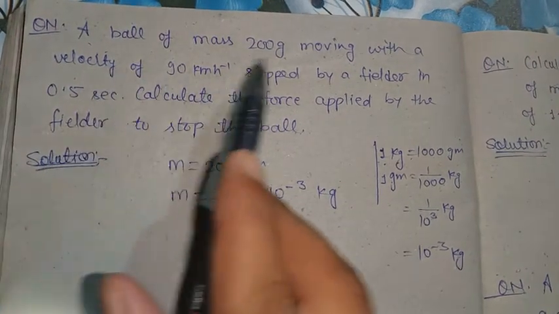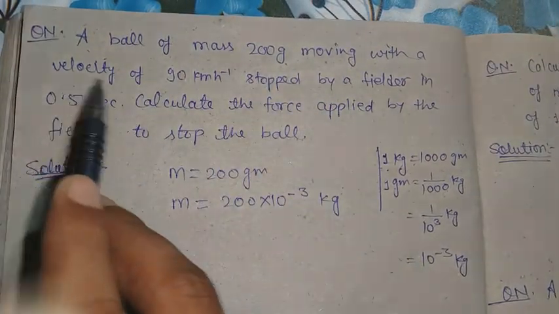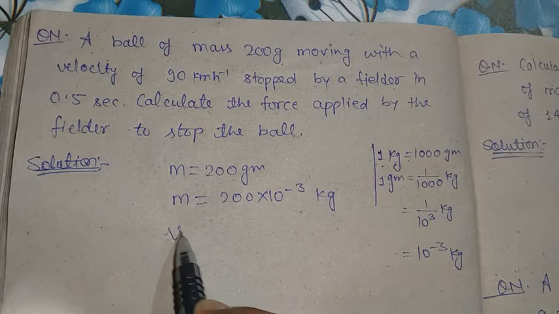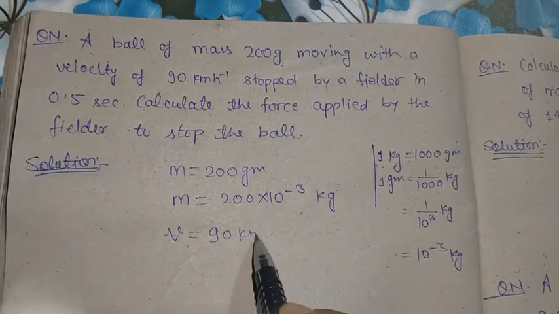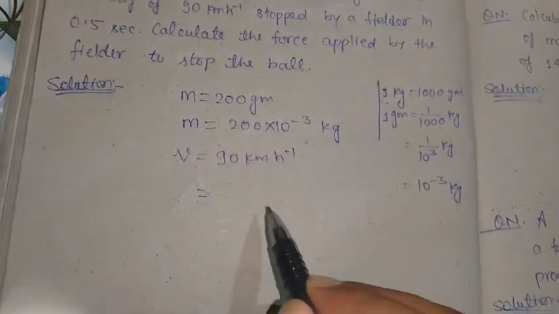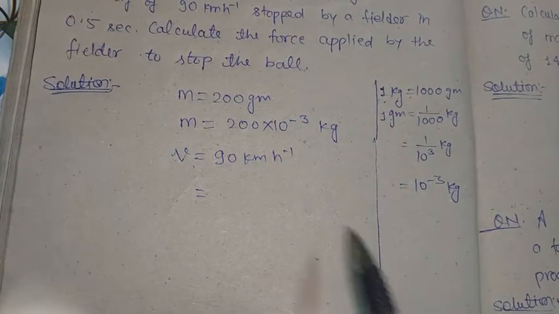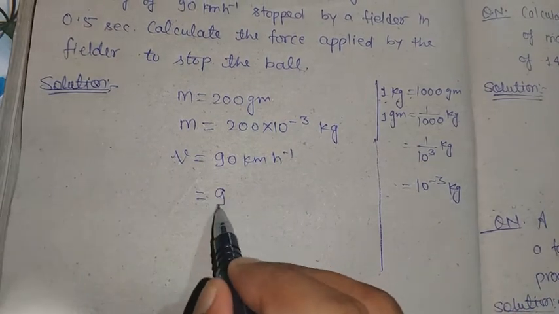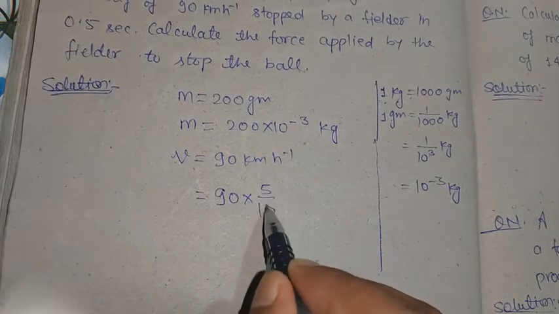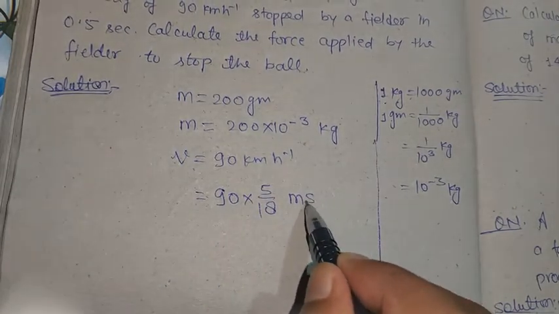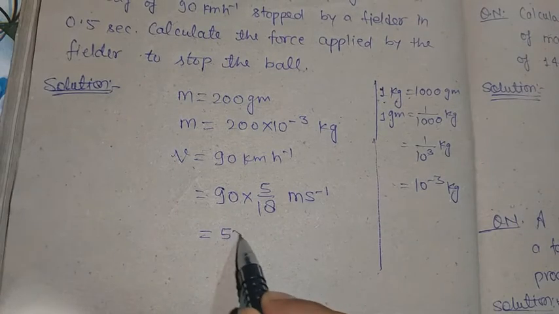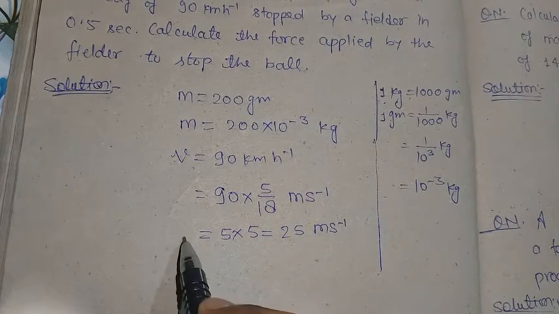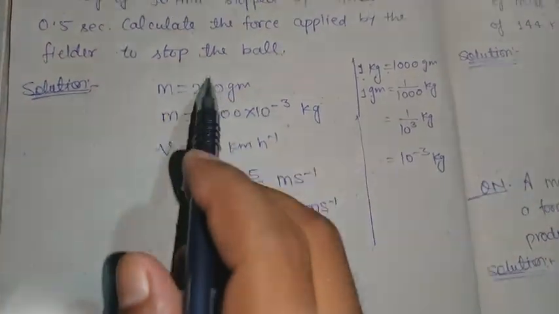Now a ball of mass 200 gram is moving with a velocity of 90 kilometer per hour. So velocity is given as 90 kilometer per hour. If we change this kilometer per hour into meter per second, then we have to multiply by 5 by 18. So 90 kilometer per hour in meter per second is equal to 5 multiplied by 5, which is 25 meter per second. This is v.